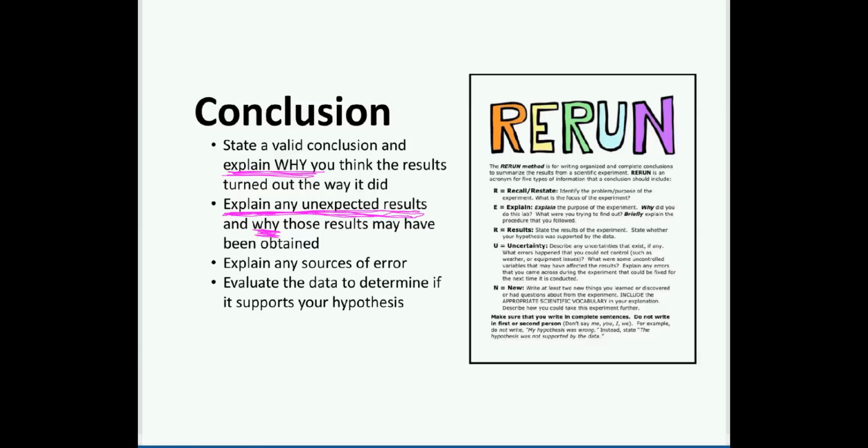Any sources of error? Here's a hint. You'll almost always have a source of error. Human error is abundant. And you want to evaluate the data and see if it supports your hypothesis. You do not want to say, my data proved my hypothesis, because nothing that we're going to do is going to prove anything. You need multiple experiments to be able to prove, and still that's really rare.